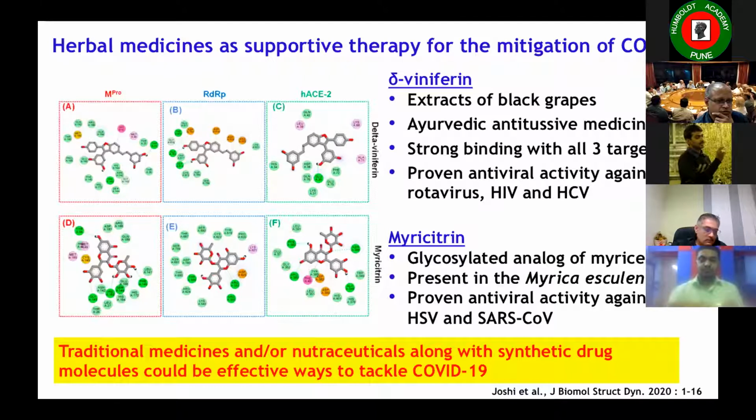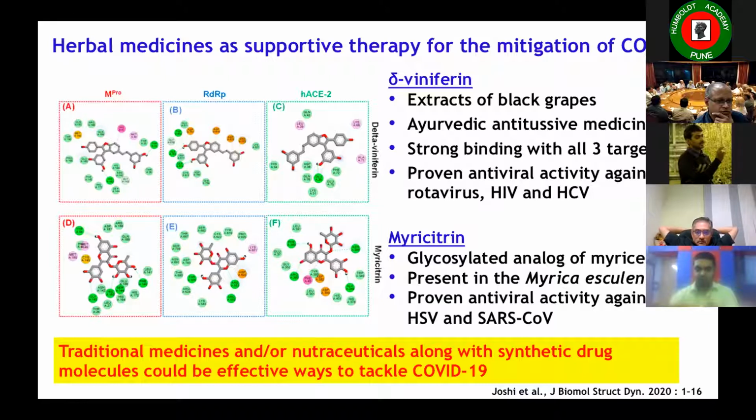So just to give you the background of these molecules which we shortlisted. For example, delta viniferin is coming from black grapes, which is very common. It is a known Ayurvedic anti-tussive medicine. It has strong binding with all the 3 targets, and it is already known that it has antiviral activity. So that also confirms that what we were saying is perfectly right.